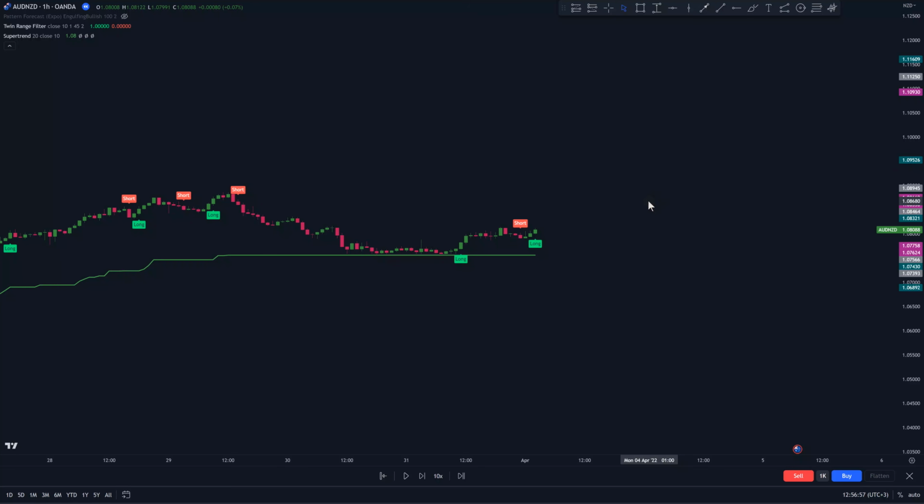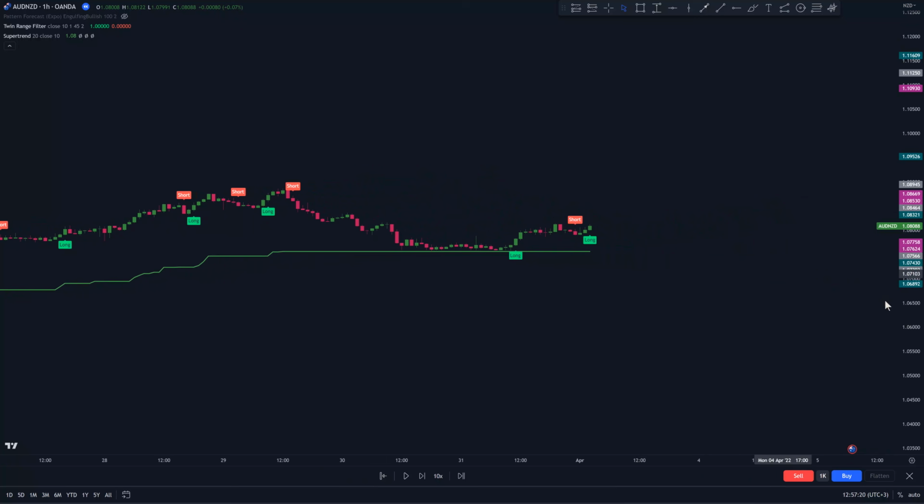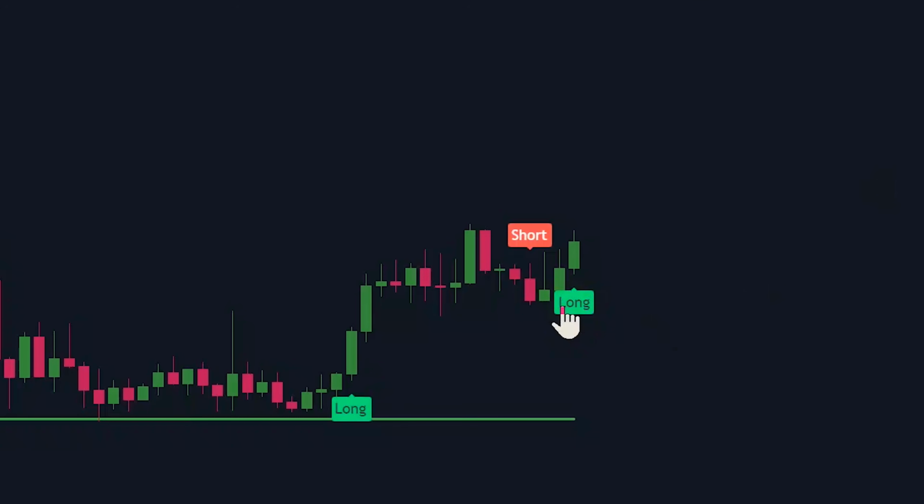Now, to take a long trade, these are the conditions. First, the Supertrend indicator should be colored green and the price should be trading above it to indicate that the market is in a bullish trend. Second, the twin range filter should print a buy signal, like this one. This now becomes our potential entry candle.